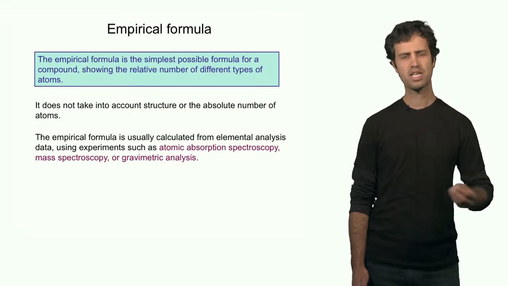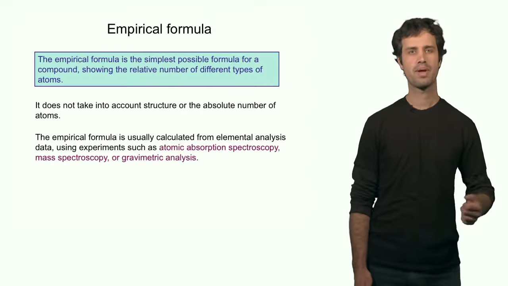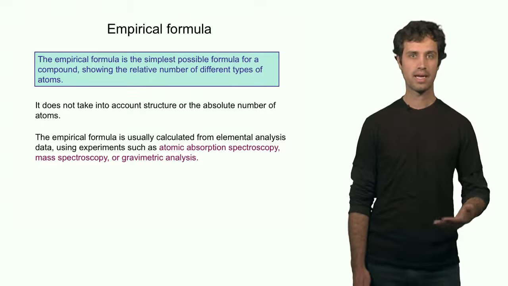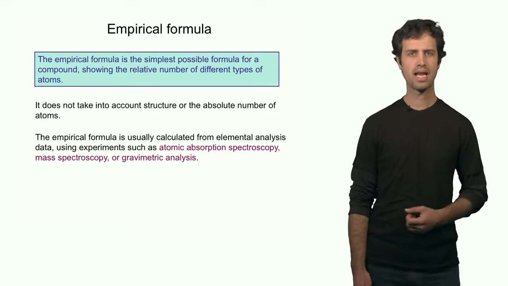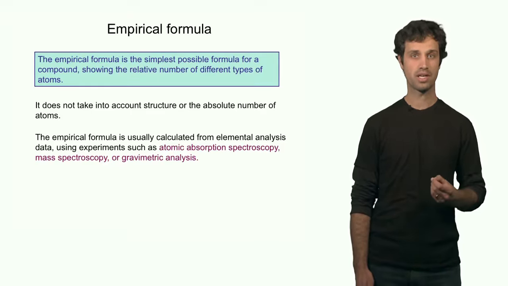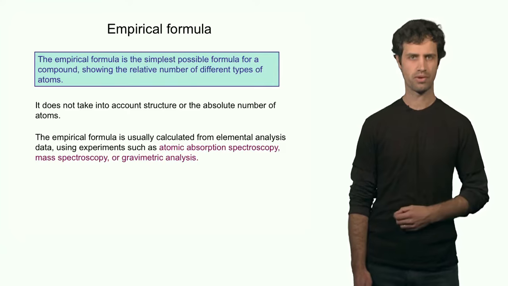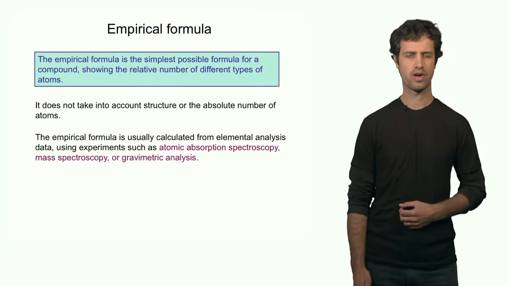So how do you get these mass percentages? Well, they must come from experiment. Experiments like atomic absorption spectroscopy, mass spectroscopy, or gravimetric analysis will give you mass percentages from which you can determine the empirical formula. Let's give this a try.